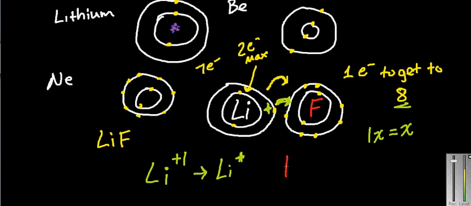The fluorine, on the other hand, is going to have a -1 charge because it's getting an extra electron over here from this lithium. Or, again, we can just write this as F-.